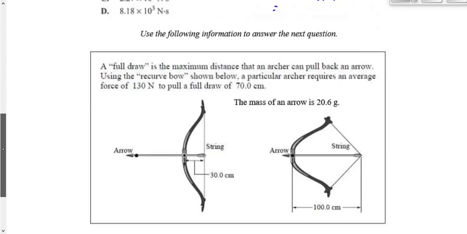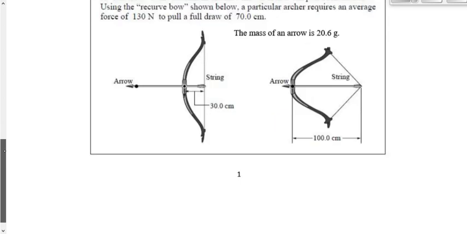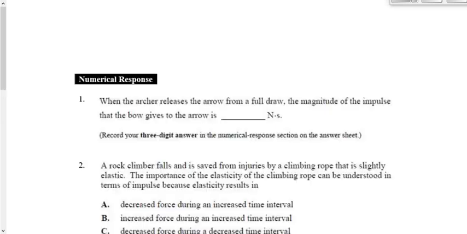Okay, next one says, a full draw is the maximum distance that an archer can pull back an arrow. Using the recurve bow shown below, a particular archer requires an average force of 130 newtons to pull a full draw of 70 centimeters. What's the question? When the archer releases the arrow from full draw, the magnitude of the impulse that the bow gives to the arrow is what? Impulse is equal to F times delta T equals M times delta V.